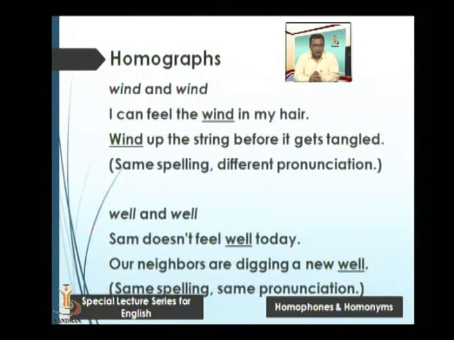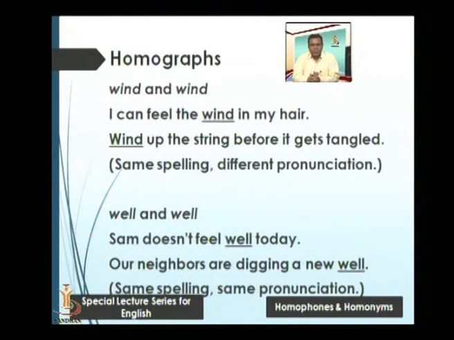Homographs, the discussion continues. Wind and wind. I can feel the wind in my hair. Air, what we say. Wind up the string before it gets tangled. So winding something. It's a mechanical process also, winding. So wind up the string before it gets tangled. The spelling is the same. Wind is used there. Then also in the sense of air we use it.